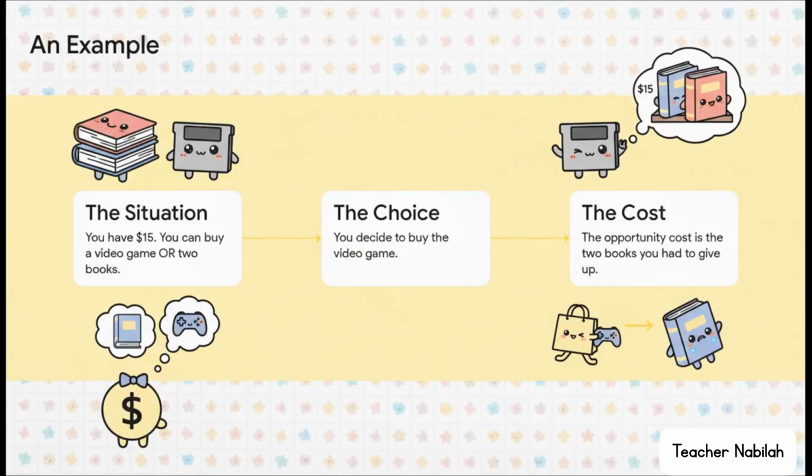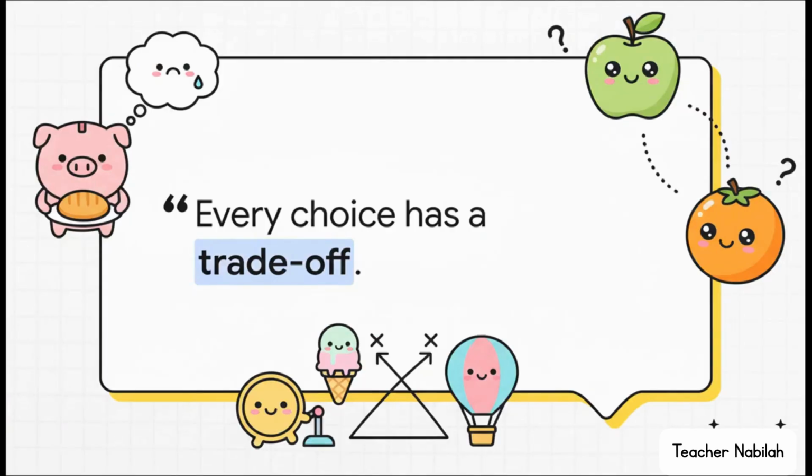Let's make this super simple. Imagine you've got $15. You can buy a video game, or you can buy 2 books. You really want both, but you can only afford one. You pick the video game. Okay, the price was $15, right? But the opportunity cost was the 2 books you had to leave behind. That's the real economic cost. Right? You'll often hear this called a trade-off. And thinking this way makes you realize that there's really no such thing as a free choice. Every time you say yes to one thing, you are automatically saying no to the next best alternative.